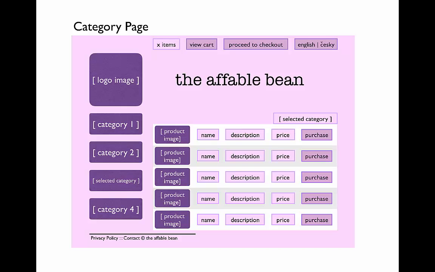The left area gives you the categories, and the right area gives you a table containing the various products in the category that you have selected. The table gives you detailed information about each product, an image, name, description, and price. Each product also has a purchase button so that you can add the product to your cart.